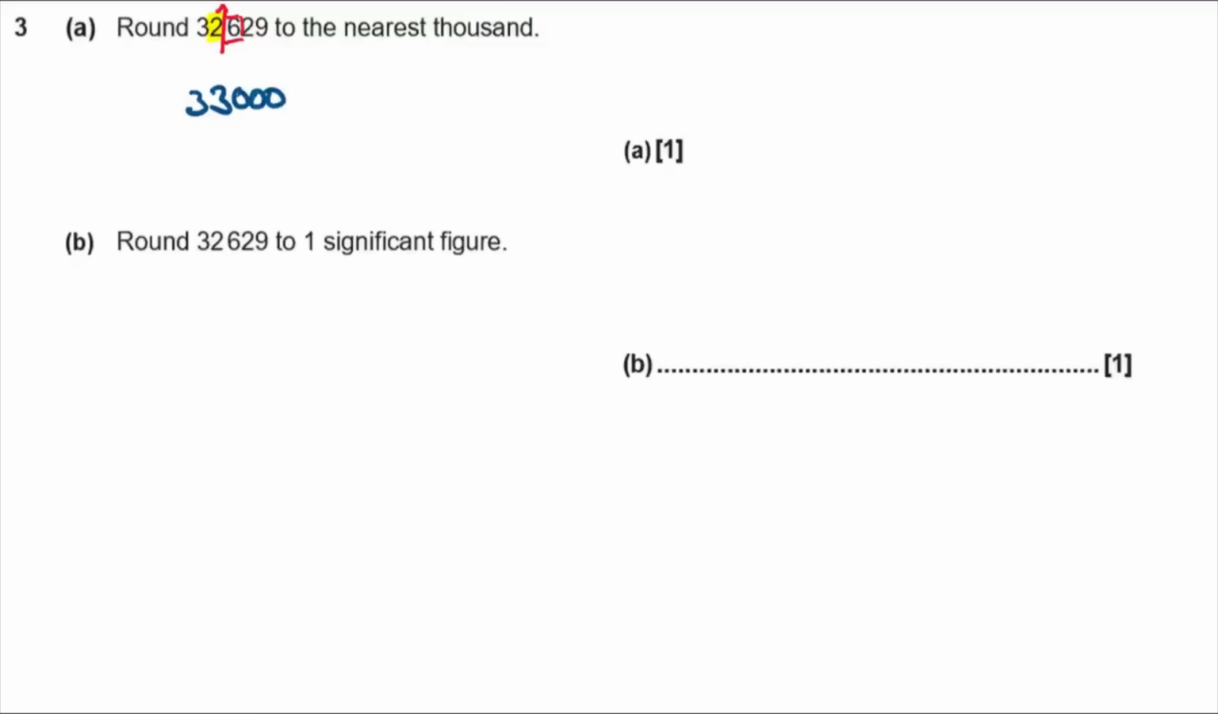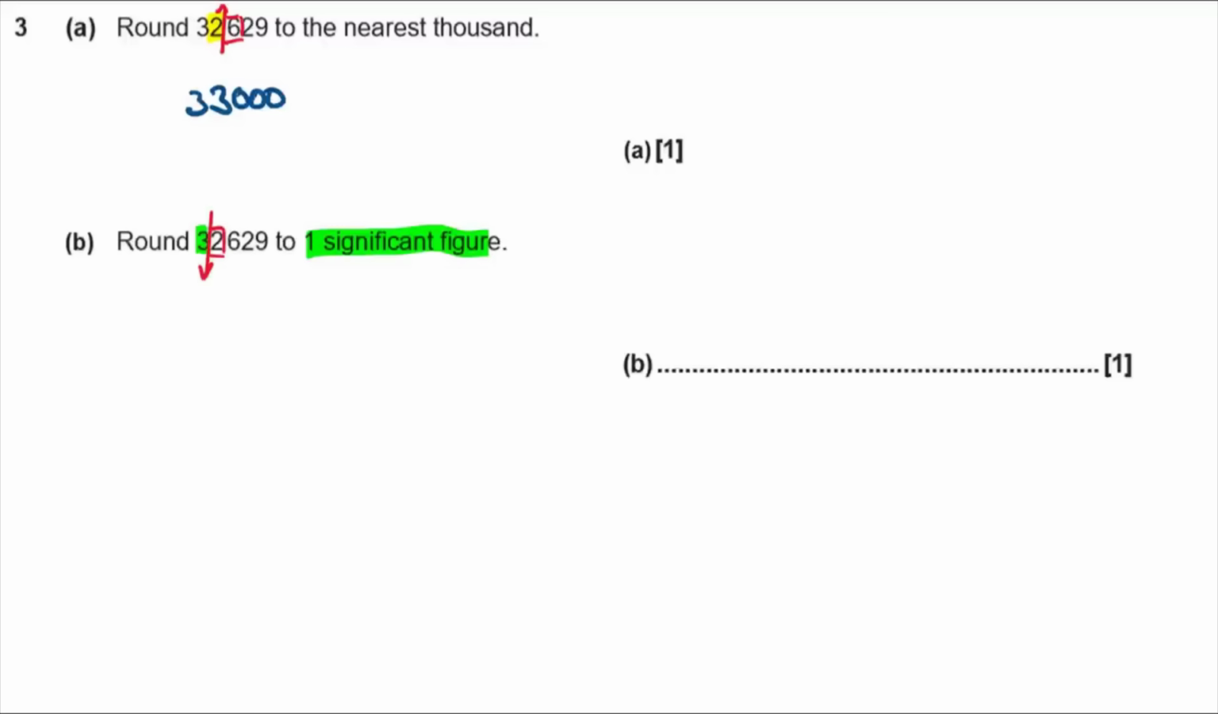Next we need to round 32,629 to one significant figure. Now the first significant figure is the first non-zero digit of your number. That's the 3. Okay, so in this case we're going to be rounding off right after the 3. Now the next digit along this time is a 2, which is 4 or less, so we need to let it rest. We need to round down in this case.